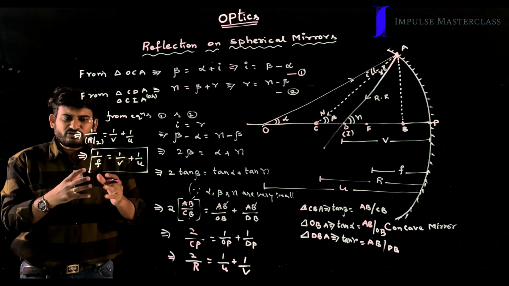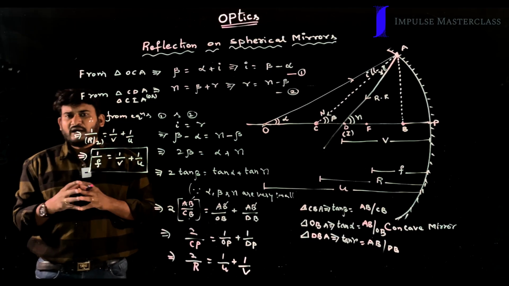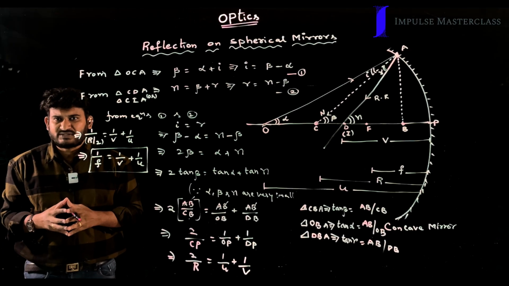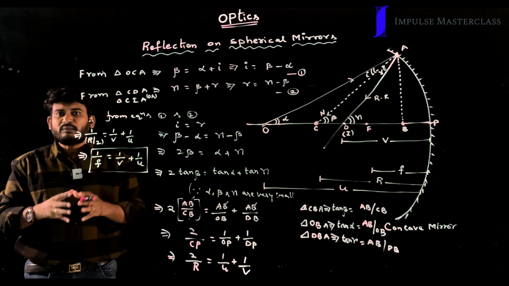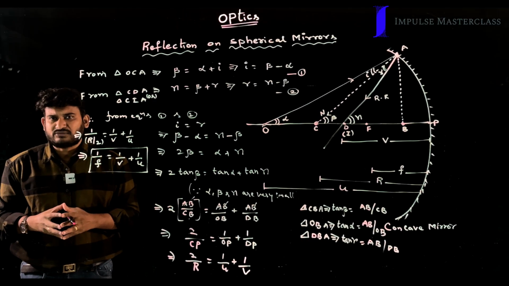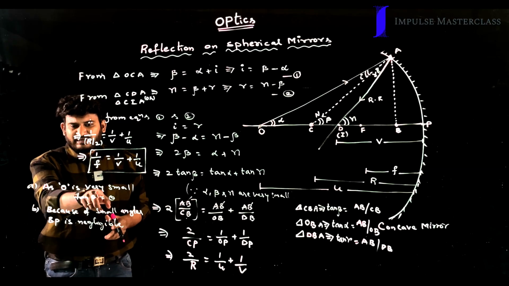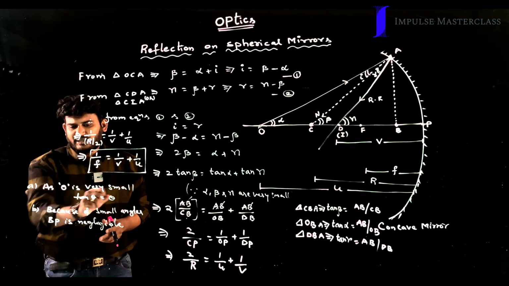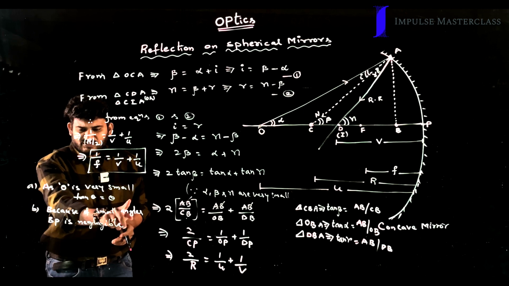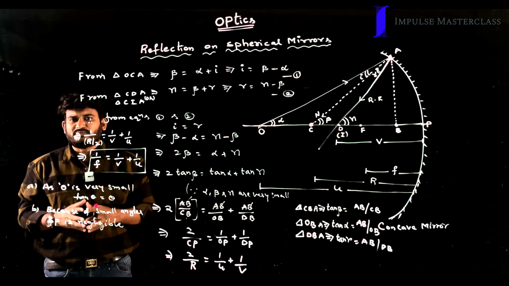But before calculating anything else based on the spherical mirror, you must know about the sign conventions. Also, this formula is applicable not only for a concave mirror, but the same formula is applicable for a convex mirror also. While solving this, we considered two principles. One is that when theta is very small, tan theta is equal to theta, and the second one is that because of the small angles, the distance between B and P, BP, is very negligible.